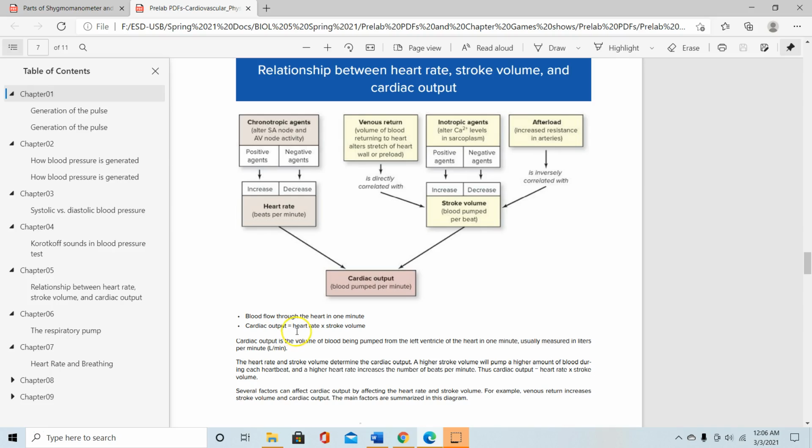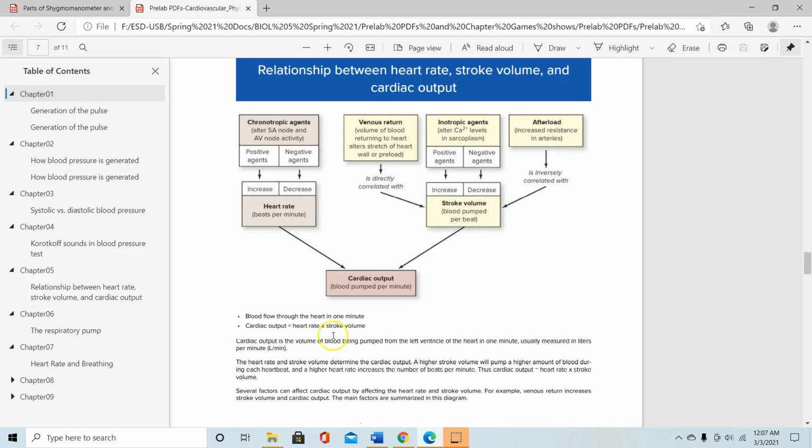And that cardiac output is the product of your heart rate, meaning how many times your heart beats per minute, times stroke volume. Stroke volume means the amount of blood pumped each time your left ventricle contracts. Okay. So cardiac output is the volume of blood being pumped from the left ventricle of the heart in 1 minute, and it is usually measured in liters per minute, and that is around 5 liters per minute. The heart rate and stroke volume determine the cardiac output.